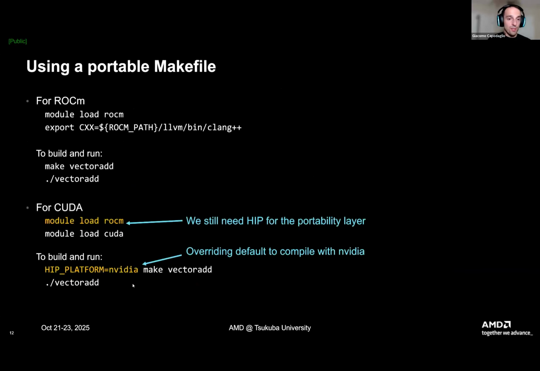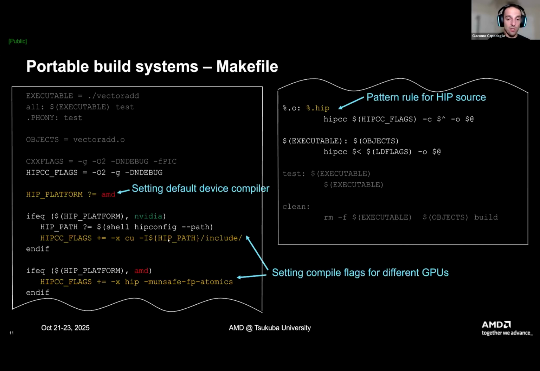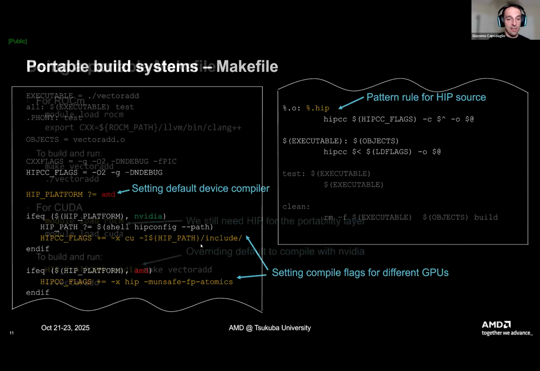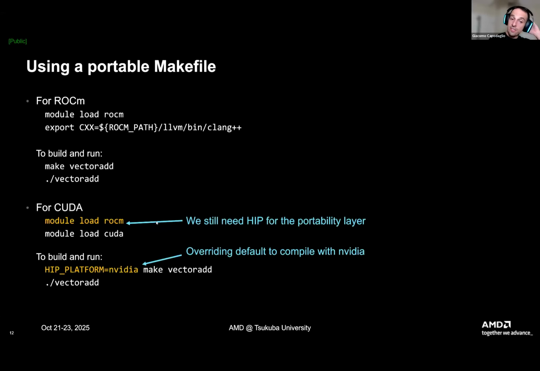So if we want to use it, we're going to load the ROCm module, assuming it's installed. And if we run with CUDA, if we run on NVIDIA GPUs, we still have to load the ROCm module, because see here, we are leveraging the HIP path for the include. That is what's set by the ROCm module. We load CUDA, and then we specify the HIP_PLATFORM as NVIDIA when we do the make.